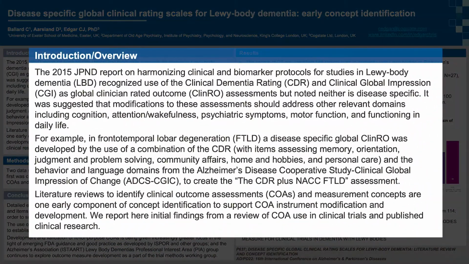In several areas of clinical research, expert groups have sought to develop instruments which are disease-specific, and we see examples such as the Alzheimer's Disease Cooperative Studies Clinical Global Impression of Change, CGIC, and the Clinical Dementia Rating, CDR, which were developed as global clinical outcome measures or disease staging tools and intended to incorporate signs and symptoms of particular relevance to Alzheimer's disease, and which are then used as clinician-rated instruments to assess treatment benefit.